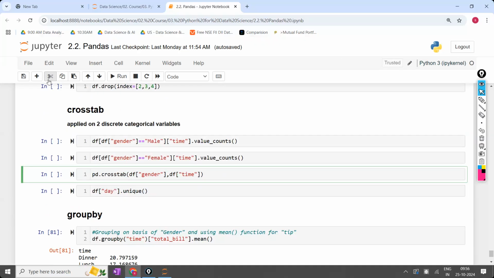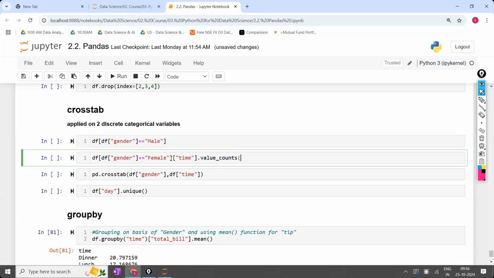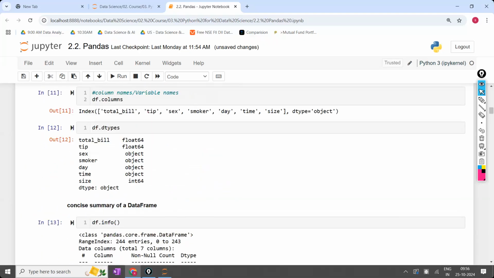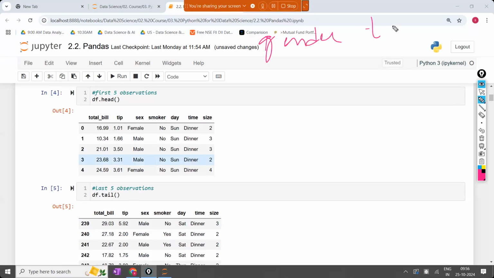Now, what is crosstab? Crosstab means nothing but selecting 2 text variables at a time. Text variables are also called categorical. Now, see here. I'm going to write here. Just tell me, guys. Now, here, I'm going to take 2 columns. What are the 2 columns? One is the gender column, and one is the time column.